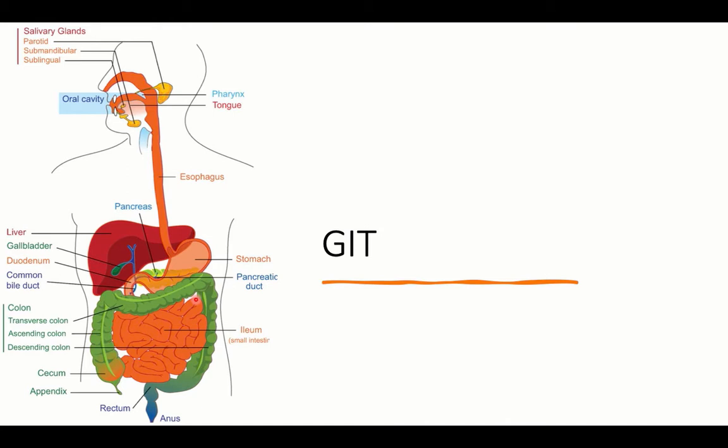This is a gastroenterology chapter about the GIT. The GIT starts with the mouth cavity and ends with the anus, okay? Having here the salivary glands, parotid, submandibular, and sublingual glands, the esophagus ending in the stomach. Then we have the small and large intestine, the liver, gallbladder, and pancreas.